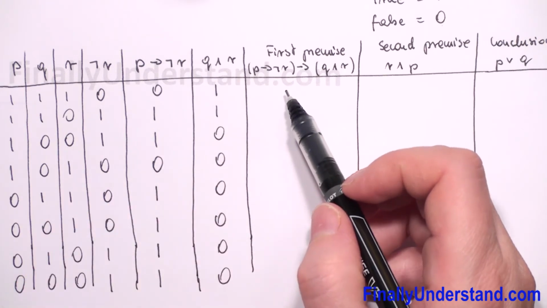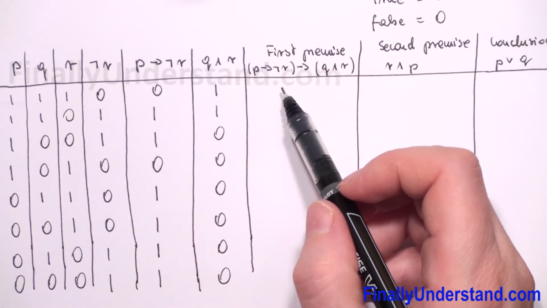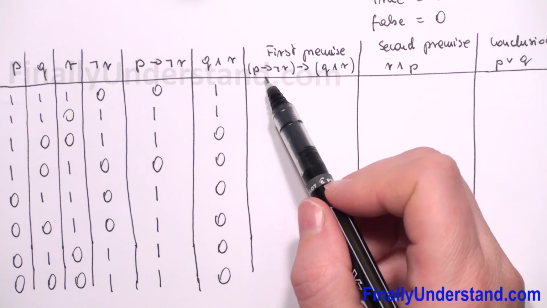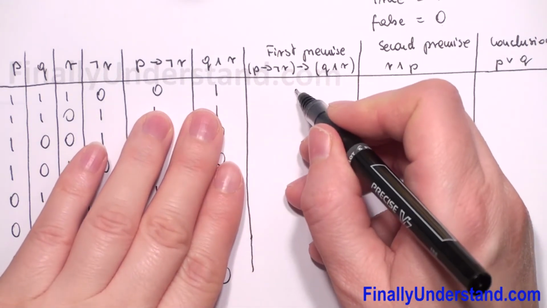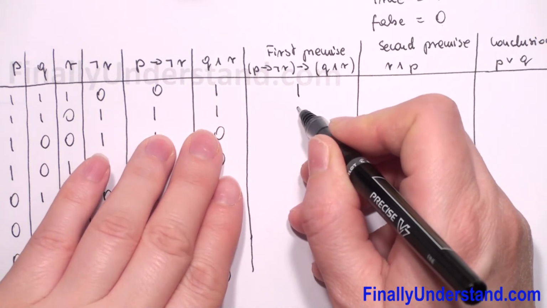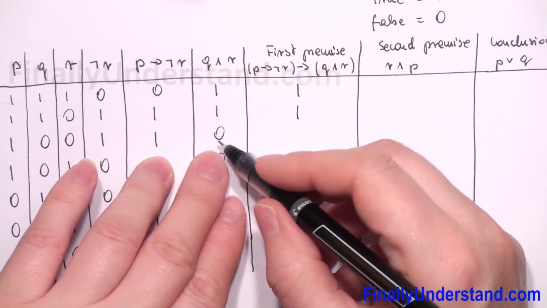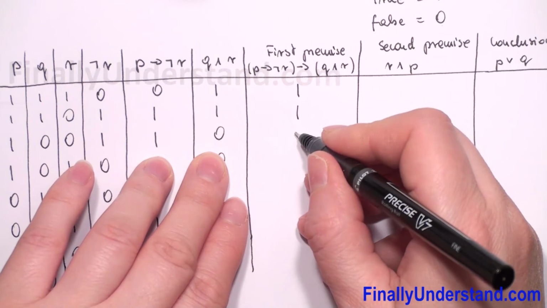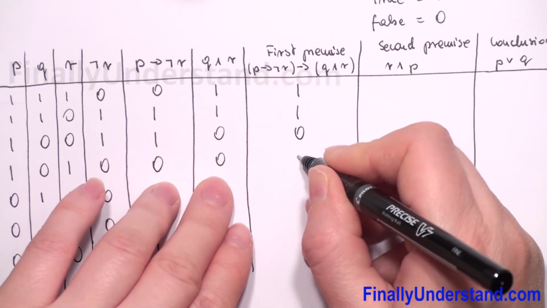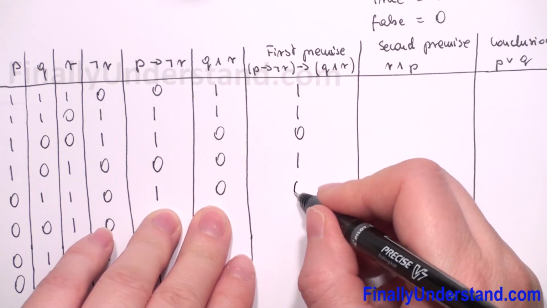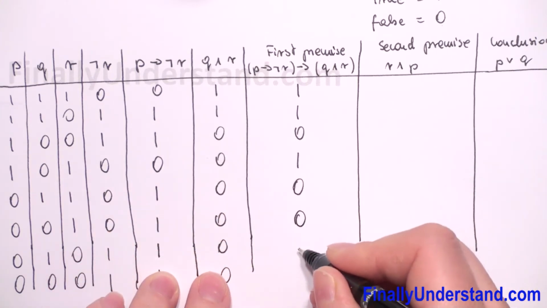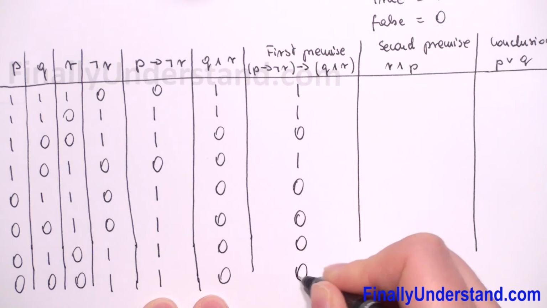And now we have to look at the 5th and 6th columns, and we have again a conditional statement, and we know that a conditional statement is false only when true implies false. We have 0, 1, so this is true, 1, 1, so this is true, 1 implies 0, so this is false, true, 1 implies 0, so this is false, false, false, and false.